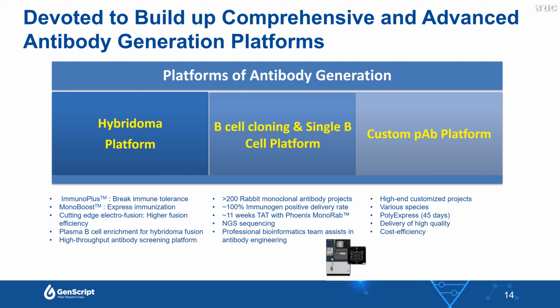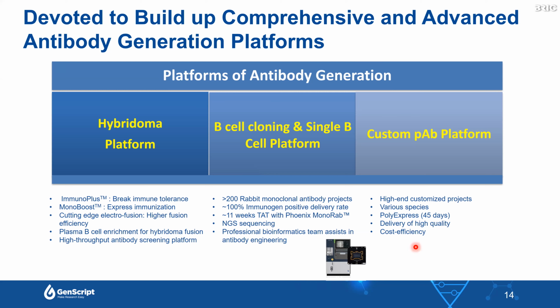In this Beacon plasma B-cell antibody discovery process, the timeline of the typical hybridoma workflow, from culture, screening, cloning, and assay detection, is shortened from originally 12 weeks to 1 day by the Beacon machine. We have delivered more than 200 rabbit monoclonal antibody projects, and we have a 100% immunogen-positive delivery rate. We perform antibody sequencing, and we have a professional bioinformatics team to assist you in antibody engineering.